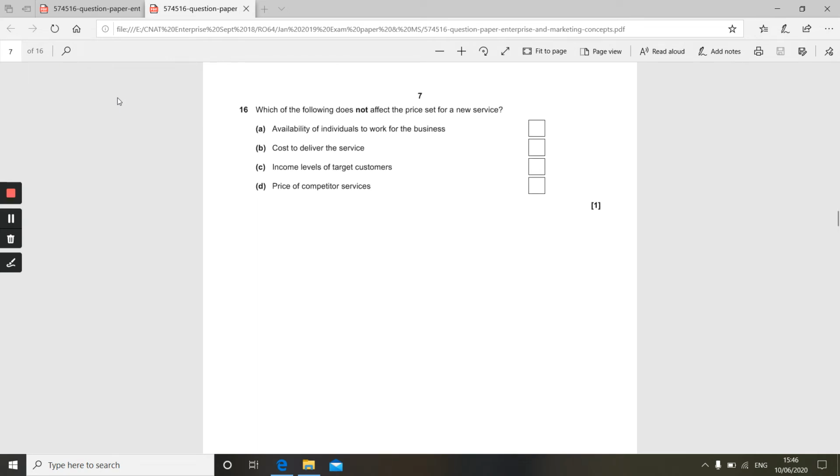Okay, and finally, question 16, the last one of our multiple choice questions. So it says, which of the following does not affect the price set for a new service? So is it the availability of individuals to work for a business? Is it the cost to deliver the service? Is it the income levels of target customers or the price of competitor services? So which one is not going to affect your price? Okay. Have a think through and note down what you think is the right answer.